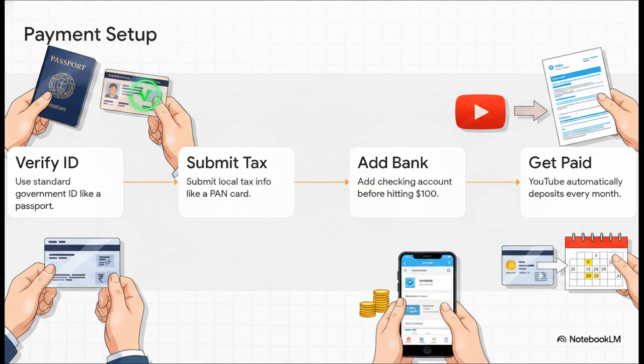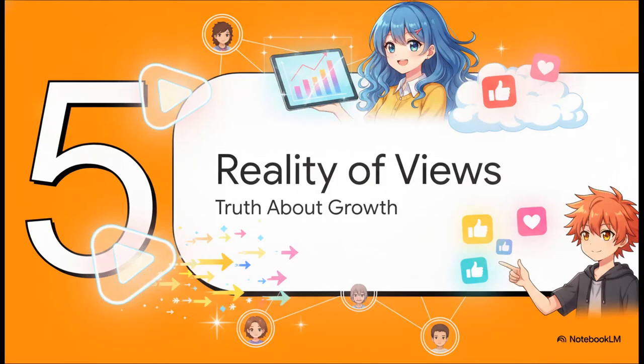Just make sure you do this before you hit the $100 payout threshold. Once that's all done, the whole shebang is automated. YouTube just deposits your earnings directly into your checking account every single month, usually right between the 21st and the 26th. And that brings us to Section 5, the reality of views.